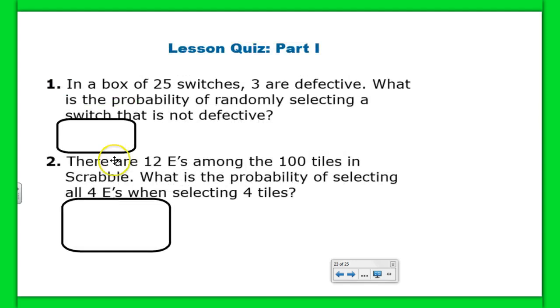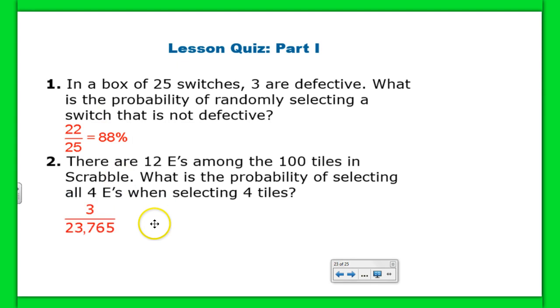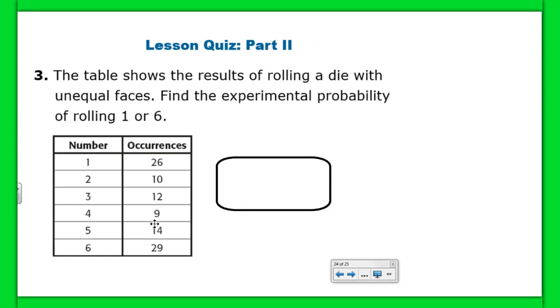Go ahead and try the quiz. Come back and check your work. Number 1, 88%. And number 2, lesson quiz 2, and the experimental probability is 55%.